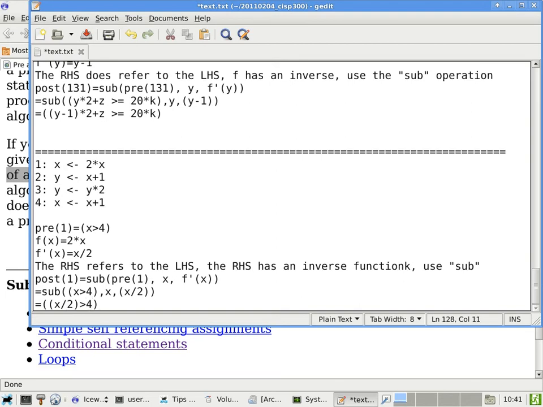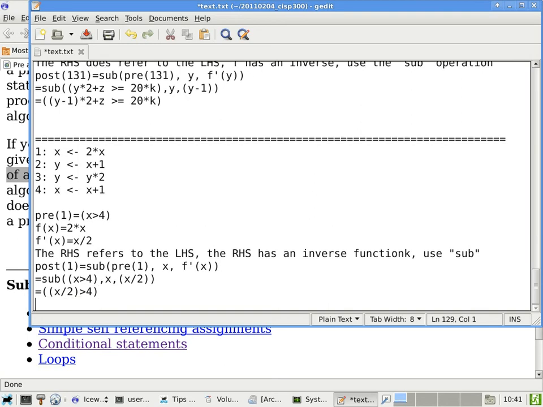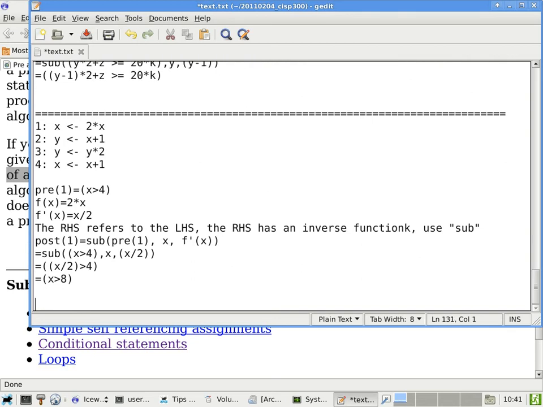Right? If you wish to simplify, we can always multiply both sides by 2, so we have x is greater than 8. Which makes sense because if x was greater than 4 already and we double it, then we can guarantee that x will be greater than 8 as a result. Okay, now we can handle the second line.